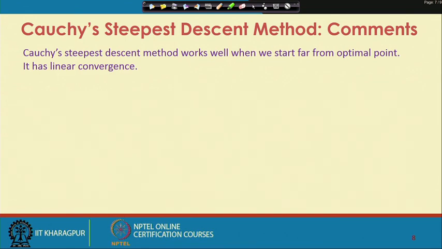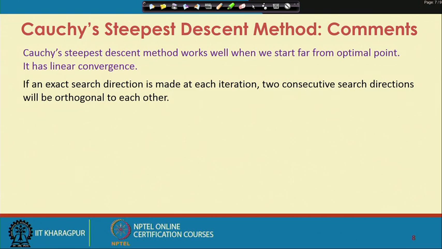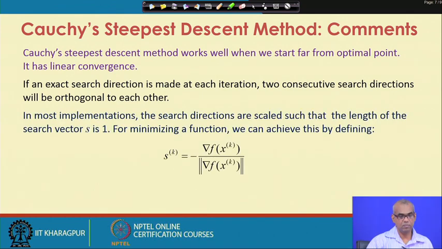Let us now make some more comments about steepest descent method. Cauchy's steepest descent method works very well when we start far from the optimal point. It has linear convergence. If an exact line search is made at each iteration, two consecutive search directions will be orthogonal to each other, and the steepest descent method will zigzag its way towards the optimum.